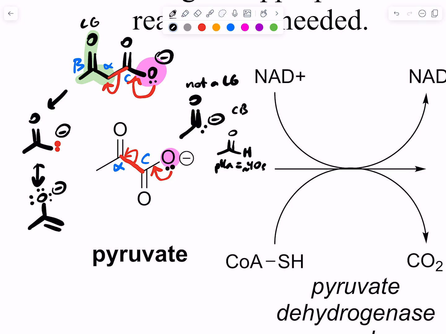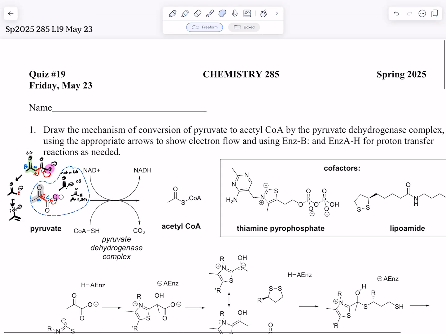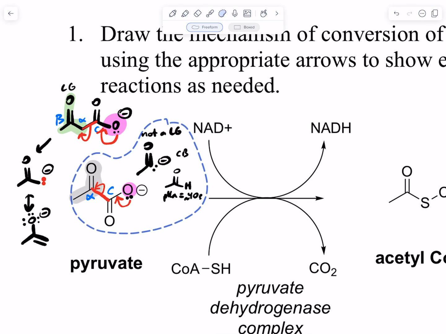So the problem with the alpha keto acid is that we don't have a good leaving group here, which is why I'll temporarily highlight it in gray. So we can't do traditional decarboxylation, and that's why this reaction is so difficult and why you need these complicated cofactors. All right, are there questions about that setup? Remember our discussion there?